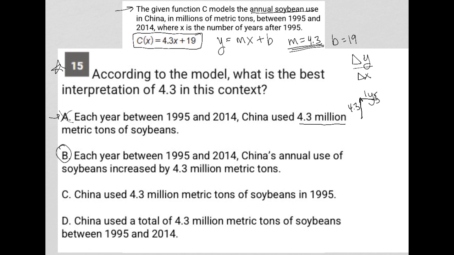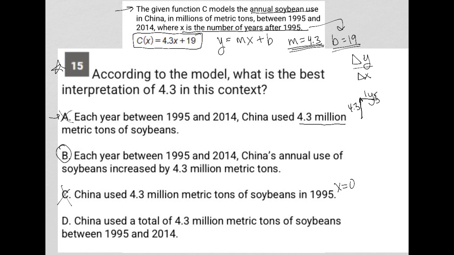Choice C, China used 4.3 million metric tons of soybeans in 1995. Nope, that's not it either. In fact, it's completely not true. That answer would actually be 19 million because in 1995, that's where x equals 0. That's where our time is 0, because remember, x is the number of years after 1995, and that represents our y-intercept. So that's why C is not correct.